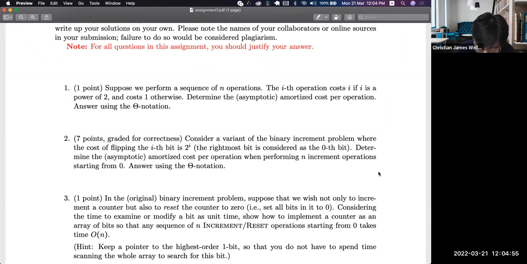okay, so here, right, this is a variant of the binary increment problem where the cost of flipping the i-th bit is different. Again, I agree there's no data structure explicitly, but if you think about it in terms of incrementing the values, right, from 0, 0, 0 to 0, 0, 1 to 0, 1, 0 to whatever, right?